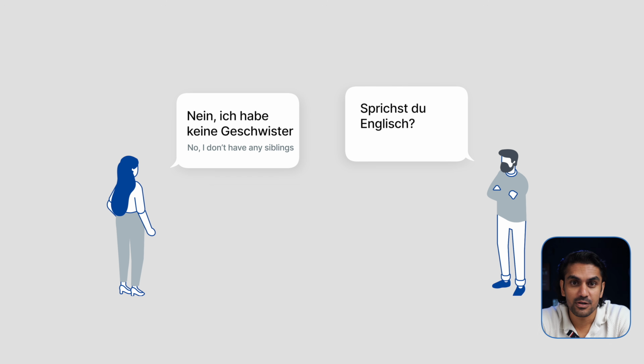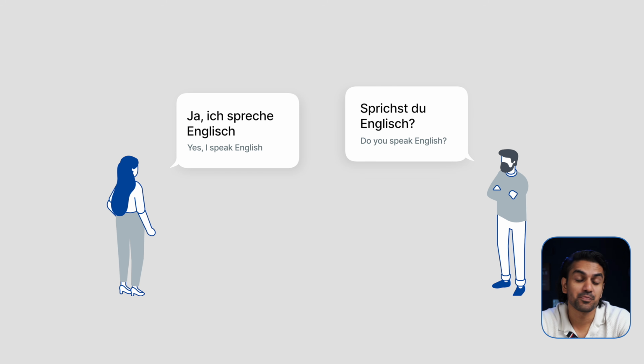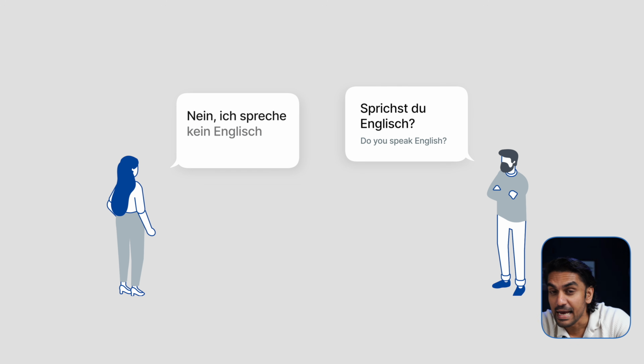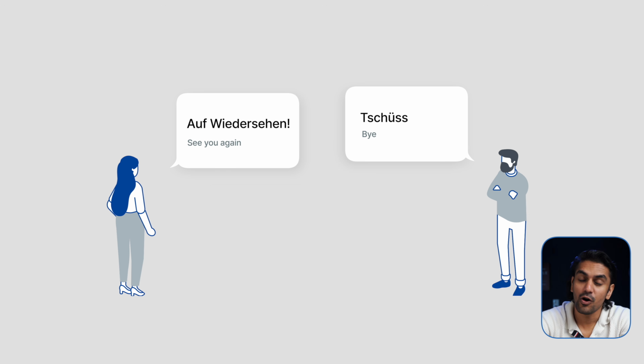"Sprichst du Englisch?" Do you speak English? "Ja, ich spreche Englisch." Yes, I speak English. Or you can also say, "Nein, ich spreche kein Englisch." No, I don't speak English. And finally, if you're about to leave, you can simply say "Tschüss" or "Auf Wiedersehen" and walk away and find the next person to repeat these questions and practice your German.